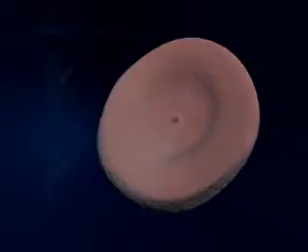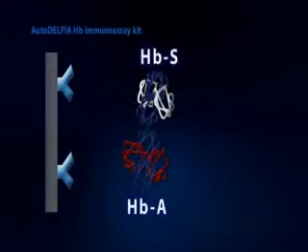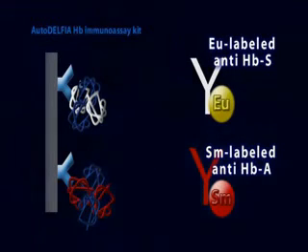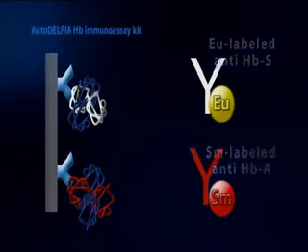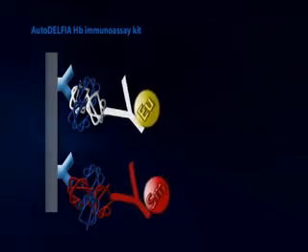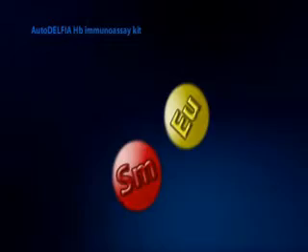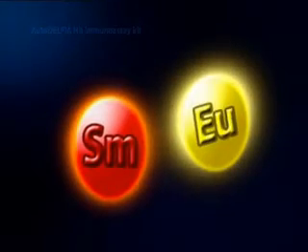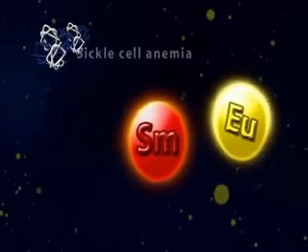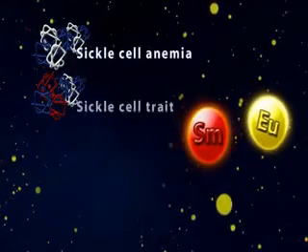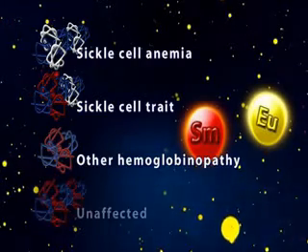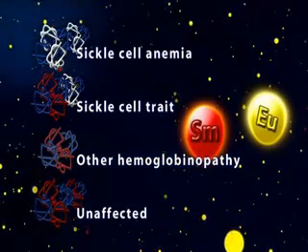The hemoglobin test is the first dried blood spot AutoDELFIA assay to take advantage of DELFIA multiplex technology. Specifically, europium is used to identify hemoglobin S, while samarium is used to identify hemoglobin A. The amounts and relative proportions of these 2 hemoglobin forms allow grouping of affected members of the screened population into 3 screen-positive categories: for sickle cell anemia, sickle cell trait, and suspected thalassemia or thalassemia trait. Unaffected members of the population are screened negative.